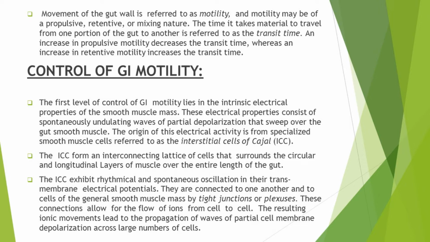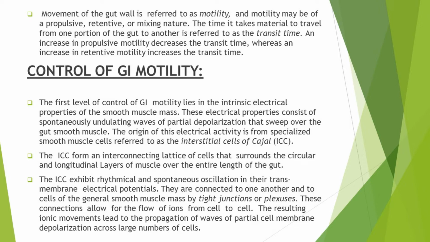Then we have discussed the composition of the gastrointestinal wall, that it is made up of smooth muscles, and there are gap junctions between the smooth muscles of the gastrointestinal wall, and it forms unitary smooth muscles and acts as a syncytium. Then we have discussed the transit time: increased propulsion decreases transit time, while decreased propulsion increases the transit time. So now come to the control of gastrointestinal motility.